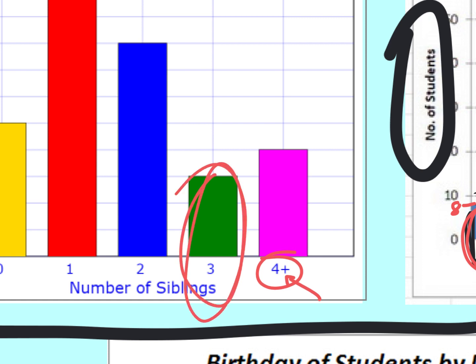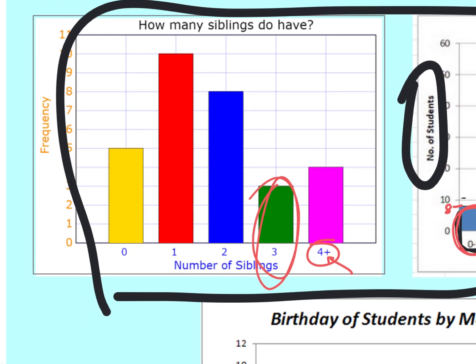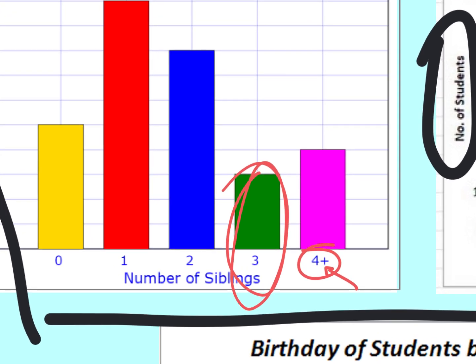Actually, I'm curious. How many of you have 3 siblings? 2 people in the room. 3 people in the room. Okay. Who would be in the 4 plus category? 1, 2, 3, 4. Okay, good. And we could go on and on. But if there was 4 people in the 4 plus category, oh my gosh, I think we matched this perfectly. We do.